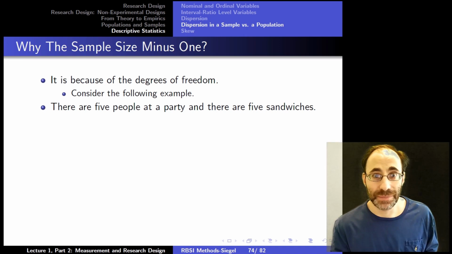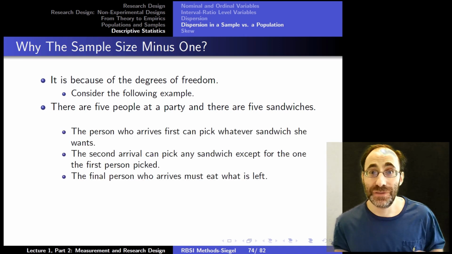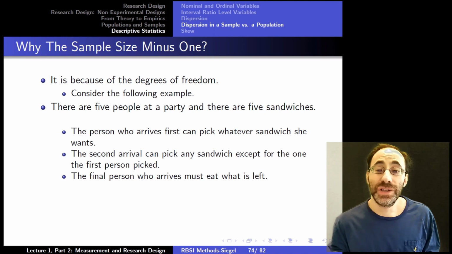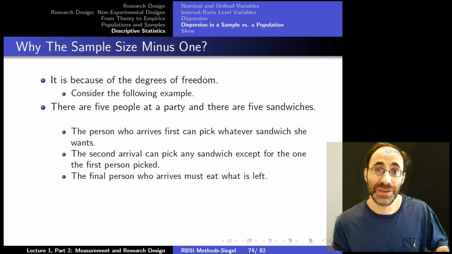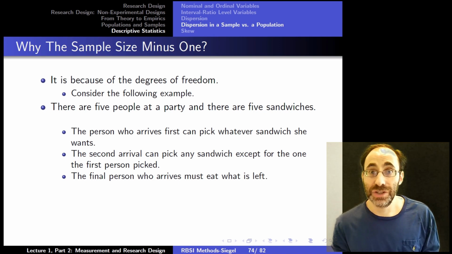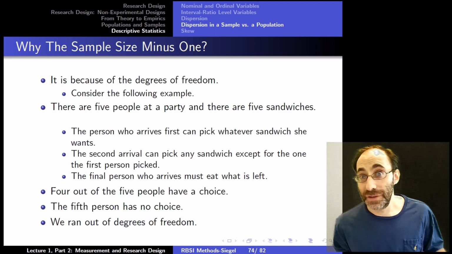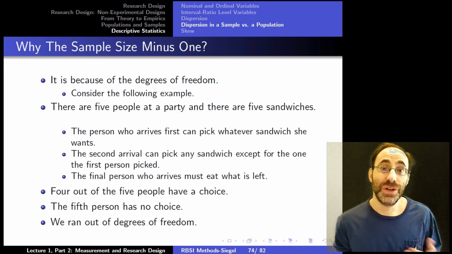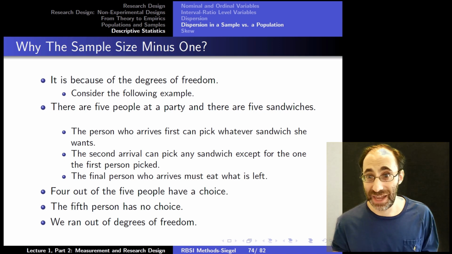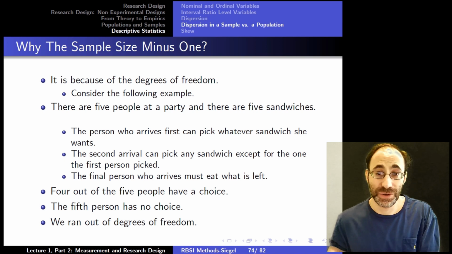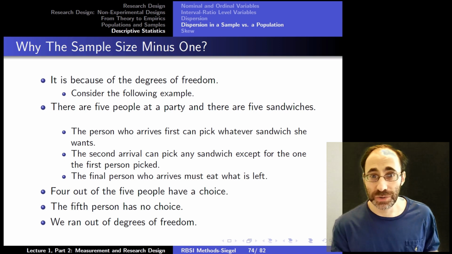So consider the following kind of weird example. There are 5 people at a party and there are 5 sandwiches. The first person can pick whatever sandwich they want. The second person now has a constrained choice. They can pick any sandwich they want, but not the one the first person chose. And that's true until the very last person who has no choice at all. That person must eat whatever is left. So 4 of the 5 people have a choice. The 5th person has no choice. What happens is, in the end, we run out of degrees of freedom. The last person has no freedom to choose whatever sandwich that person wants. That's kind of weird. So what's the point of that?